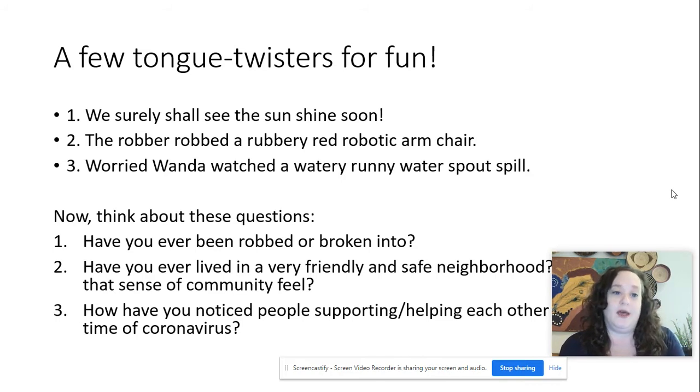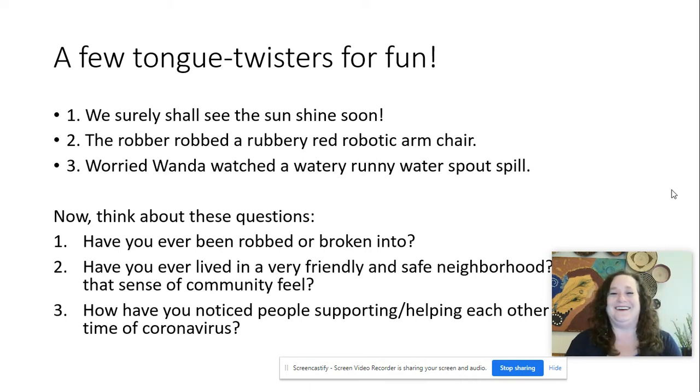So, number 1, we surely shall see the sun shine soon. Do you hear the SH sound? The sh sound. Again, we surely shall see the sun shine soon. I'm going to try to say it more quickly. We surely shall see the sun shine soon. Okay? Let's pause. Let me hear you say it. Ready? We surely shall see the sun shine soon.